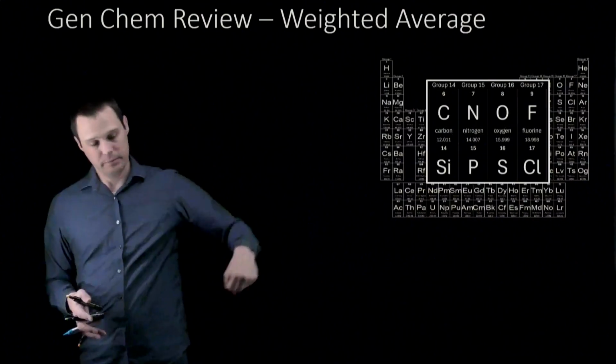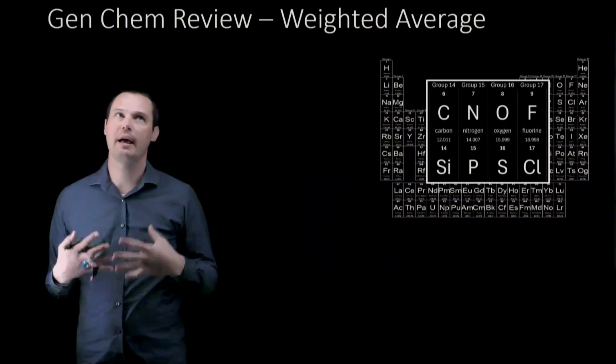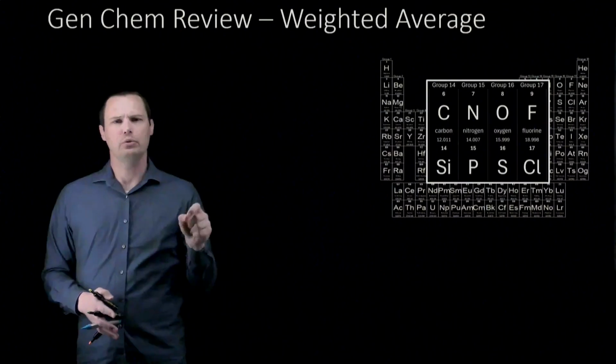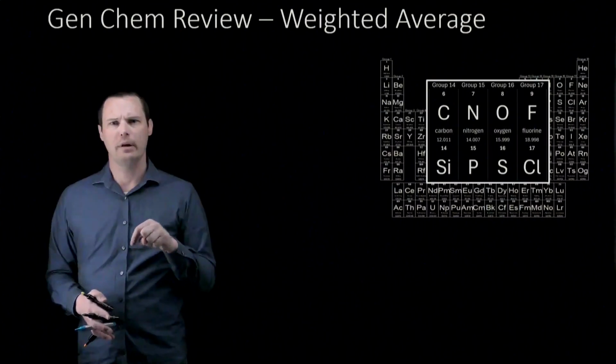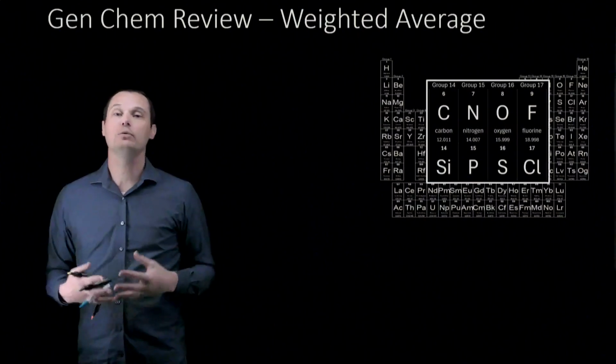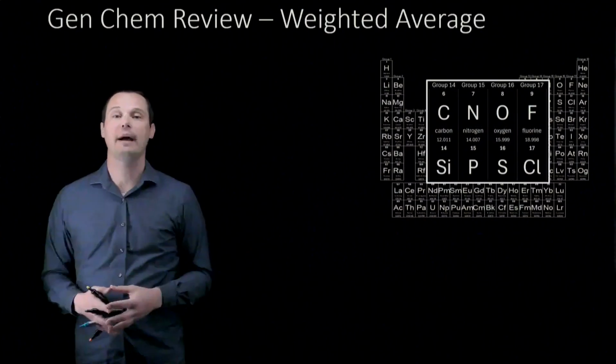If you were to take a random scoop of carbon in the universe, then that average carbon atom would have a mass of 12.011. But each individual carbon atom has either a mass of 12 or a mass of 13, sometimes 14. So let's figure out how we can use the weighted average formula to figure out the actual atomic mass for carbon.